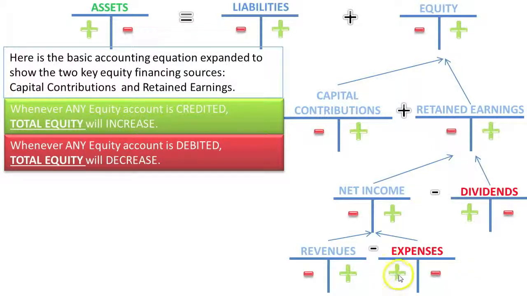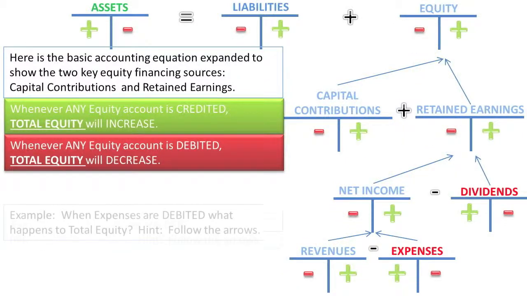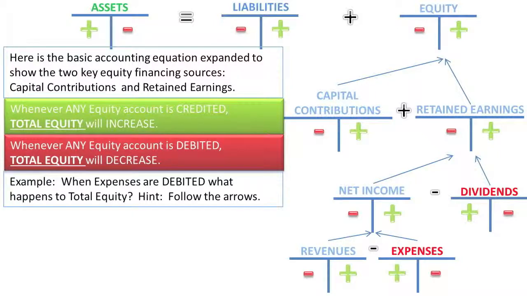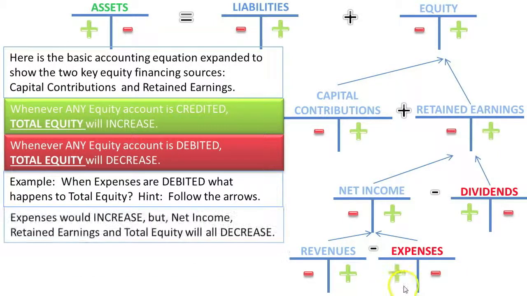Now where this gets a little confusing is if you debit an expense, that means you have more expenses, but the impact will be you have less net income, less retained earnings, less equity. If you debit revenues, that means you have less revenue, which means you have less net income, less retained earnings, less equity.